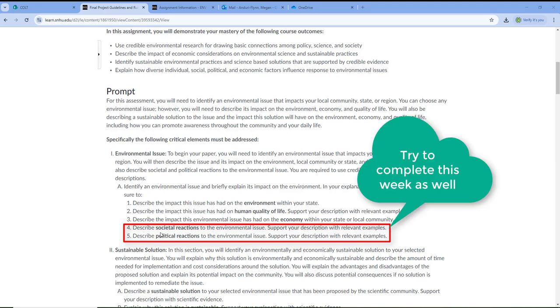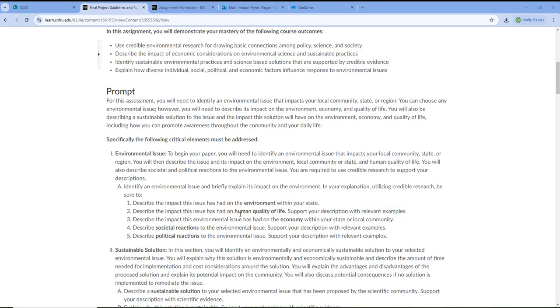So describe societal reactions to the environmental issue. Based on what you put up here, how does your community react to that environmental issue? Also think about political reactions. Are there any policies on the books, or people thinking about implementing policies, to help solve this issue? So start thinking about points 4 and 5 and see if you can complete this whole first part of your paper this week. Just keep that in the back of your mind.